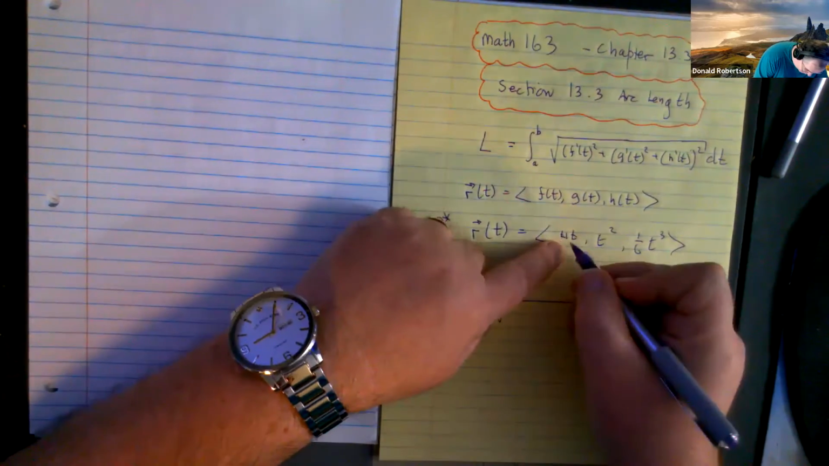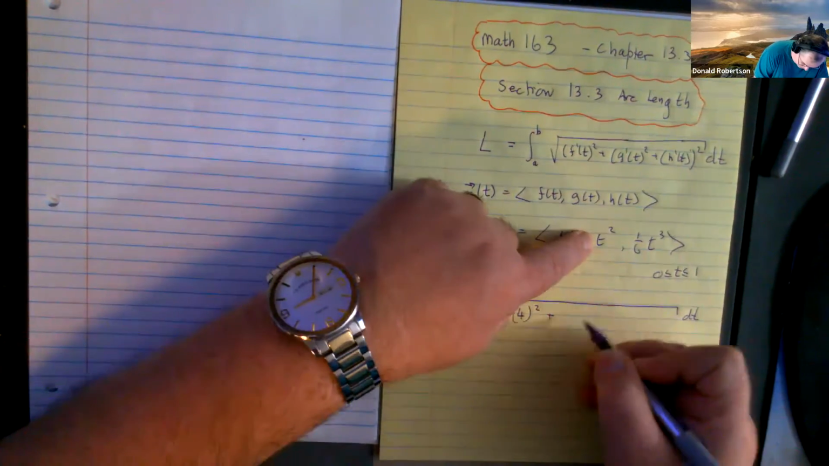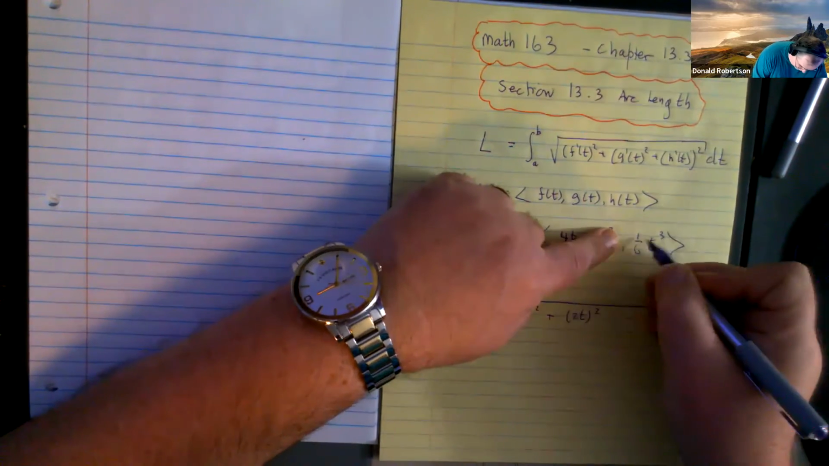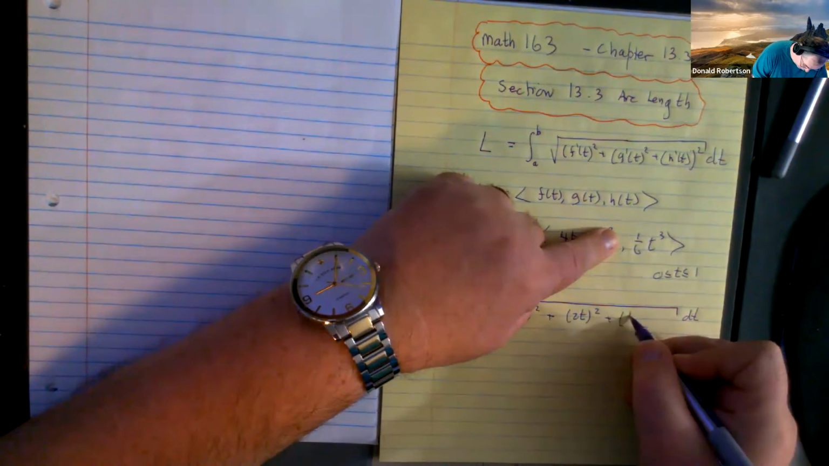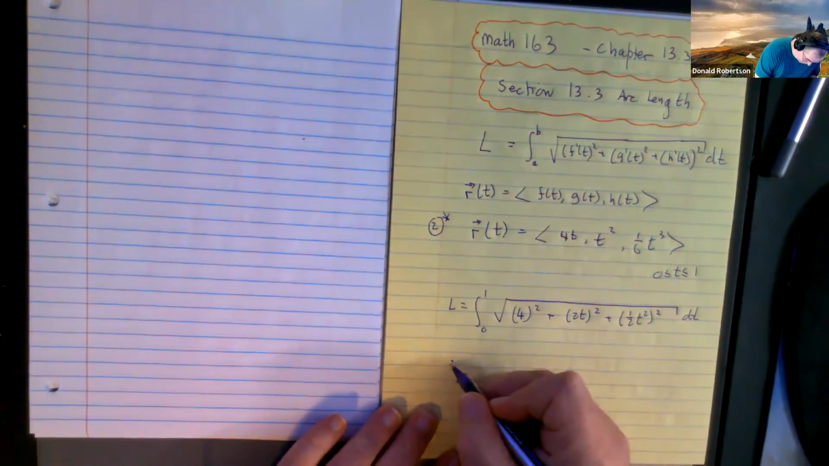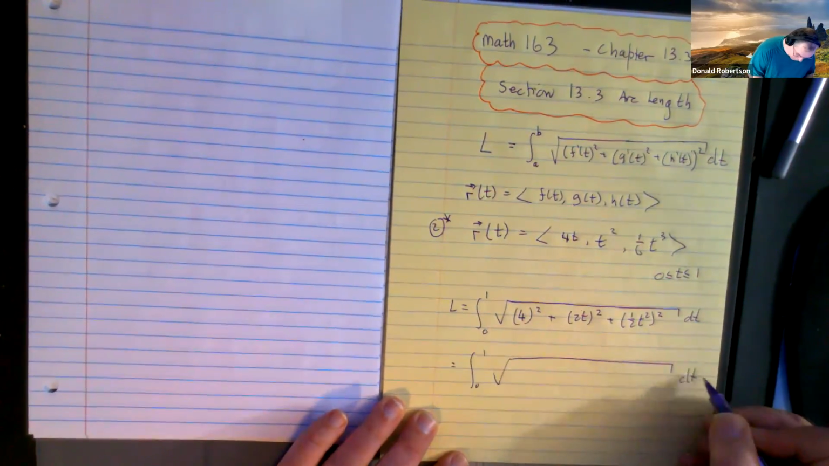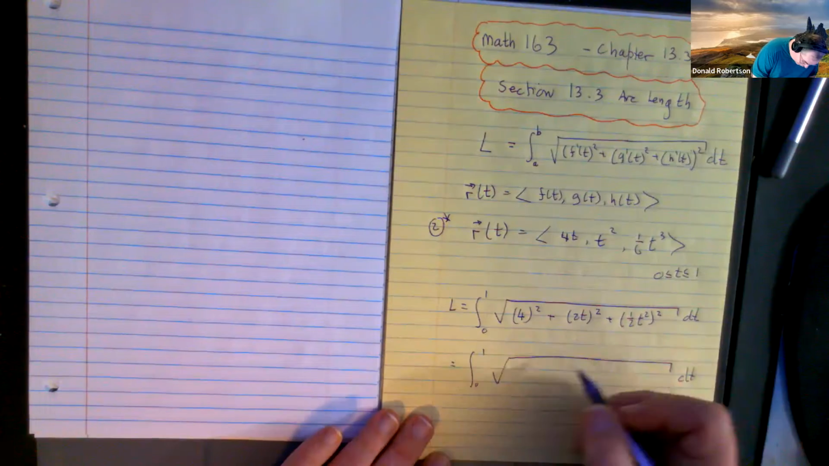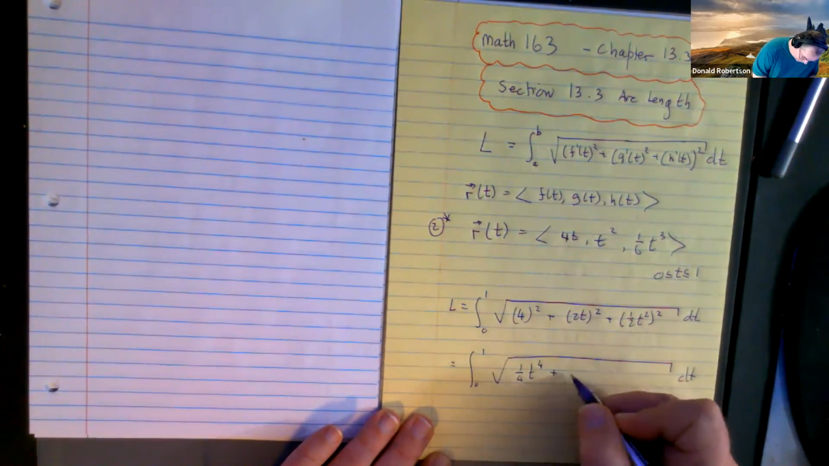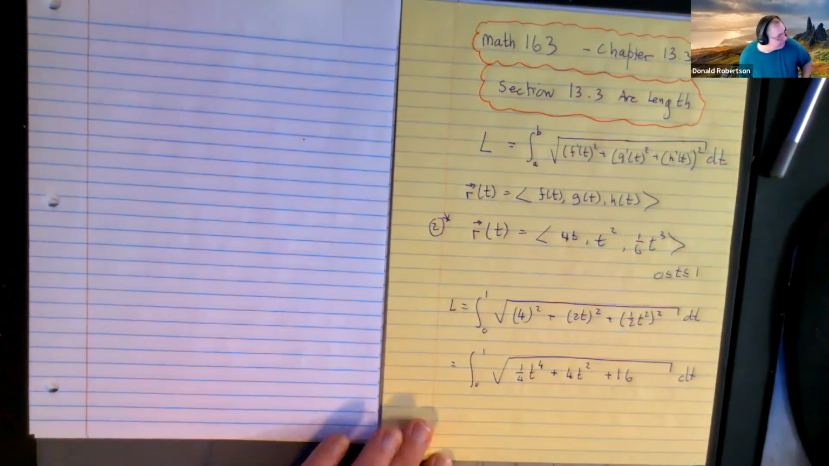This guy, that says 4t, so differentiate it, you get 4 and you square it. Differentiate t squared, you get 2t and then you square it. And differentiate this guy and you get 3, that's a half t squared, and then you square it. And I'm going to square these things and change the order a little bit, putting the highest power first. You get that.